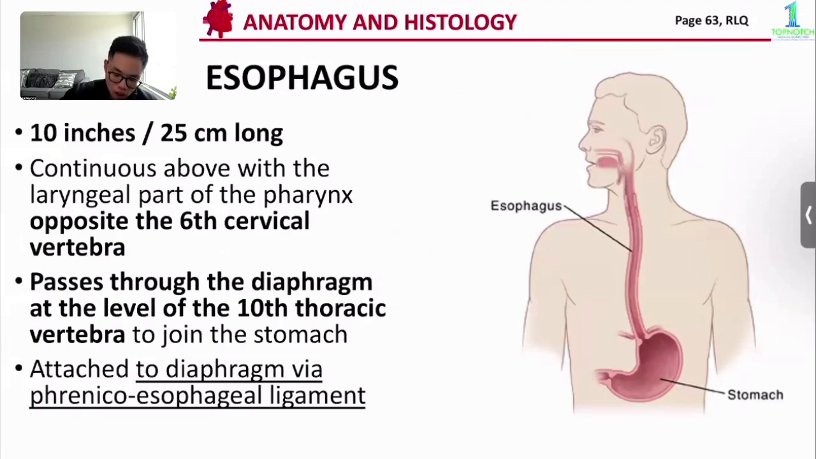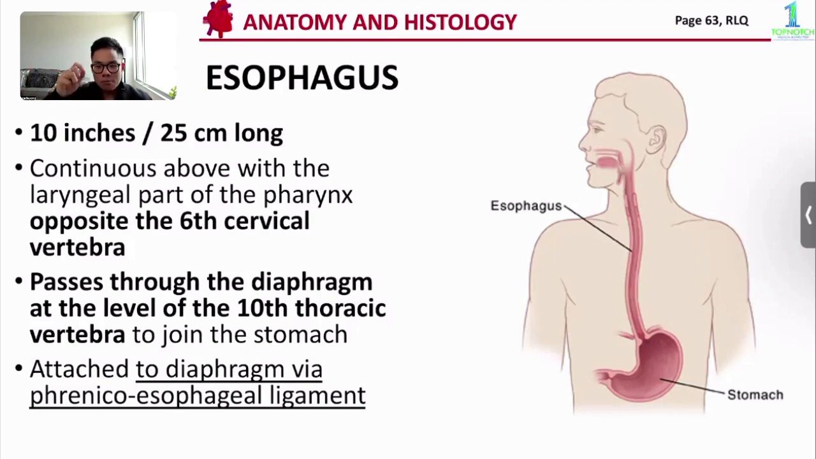Now, moving on, we now have the esophagus. The esophagus is 10 inches or 25 cm long. Your esophagus is one of the areas in the body that they like asking about the measurement. Just remember, it's one of the 10 inches. It's a recurring theme in the body that you would have around 10 inches for other portions. I'll mention that later on.